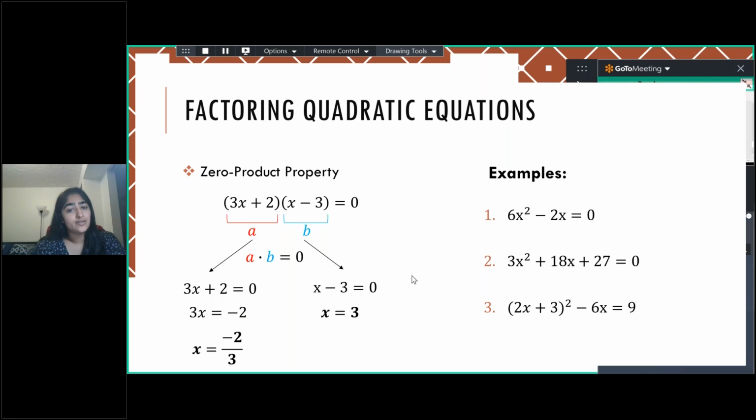And then x minus 3 equals 0 on the right side. Then we can isolate the variable x. For 3x plus 2 equals 0, we can move the 2 to the right, and we get negative 2 on the right, and then divide by 3. So one solution we get is x equals negative 2/3. And on the right side, we can move over the 3 and get x equals 3 as the other solution.